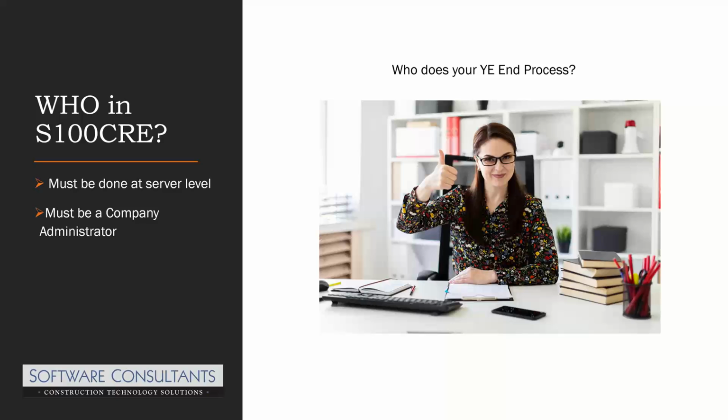Okay, so let's talk about the who. Most companies, I've seen a mixed bag. Most companies have somebody designated as their super user inside of Sage 100 Contractor, so they can do anything that they want to do in there. So if you're ready to archive your company year, it has to be done at the server level. A lot of companies have what I call a pseudo server, meaning it's really not a server, it's just a computer sitting in someone's office. Maybe it's stored locally, and they are calling that computer their Sage 100 Contractor license server.